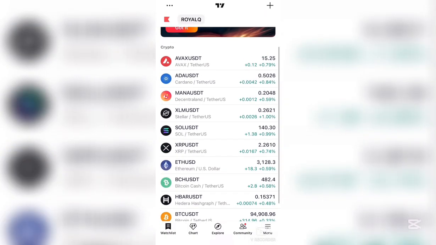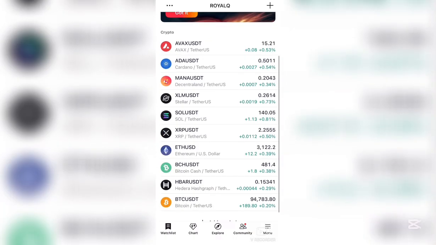So when you get here now, let me use this to cite an example. You see the first one, AVAX USDT, and beneath you have AVAX/Theta US. Then you can see ADA USDT, and beneath it the real name is Cardano. Cardano/Theta US. So you can see MANA USDT, and the real name is Decentraland/Theta USDT.